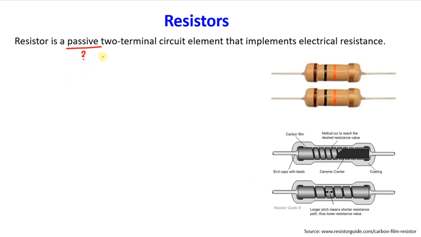Broadly, all electronic components can be classified into two groups. One is the active component and the other is the passive component. So what do you mean by active component? Active components are those components which can produce power gain. That means they can amplify the signal, whereas passive components cannot do that, right? So resistors are passive components because they cannot amplify or produce any power gain. Okay, what about the circuit symbol of resistors?